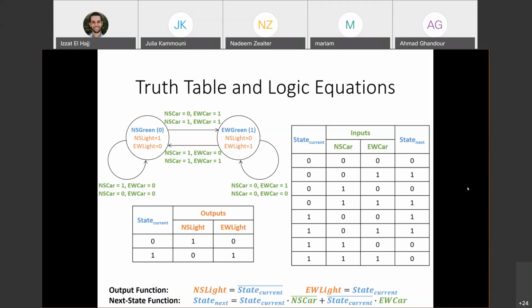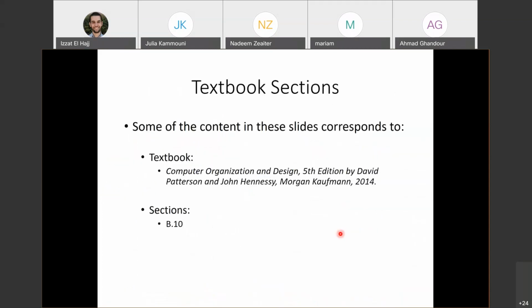Okay, other questions? All right, if there are no other questions, then that's all for today. If you would like to read more about finite state machines, you can refer to section B.10 in the textbook. And that is all. I'll see you next time.